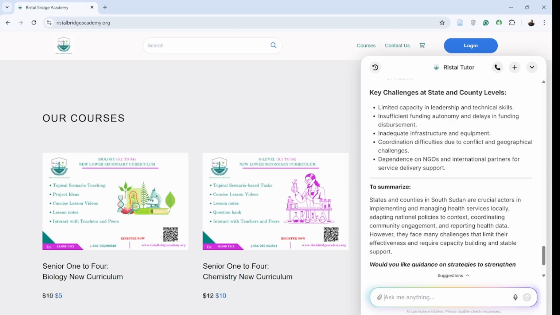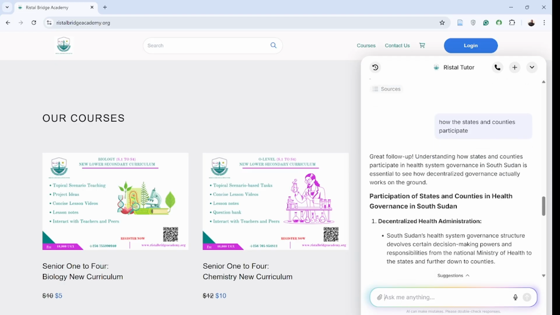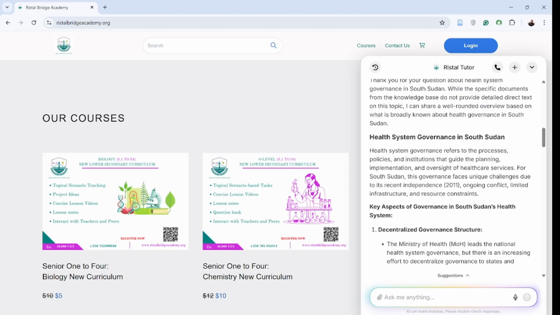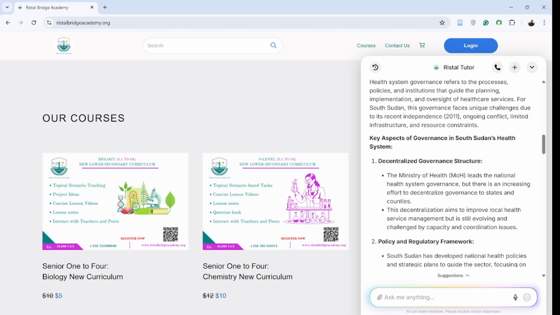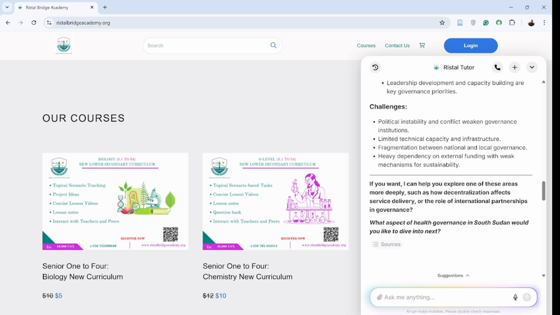So what is the benefit of using Ristal Tutor? Of course, you can always get the answers that you want from this tutor. But additionally, given that this information is the information that we actually gather from different sources, this information that we have here is more contextualized. It is not very biased because we trained this tool with our own notes, slides, and textbooks.